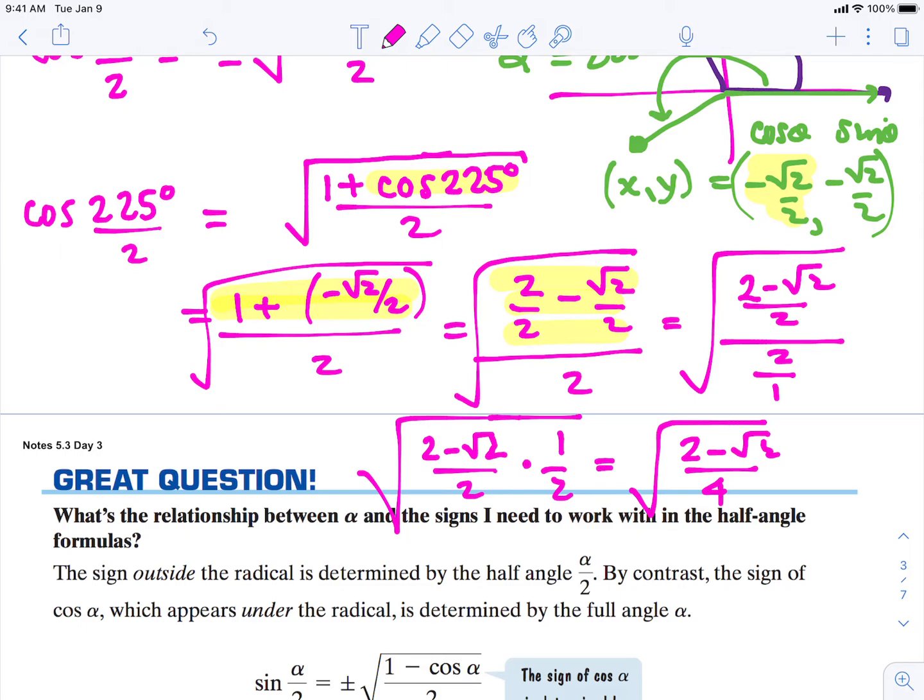Now that large radical can be separated into two separate radicals. So in the numerator, I have the square root of 2 minus the square root of 2, and then over the square root of 4. This denominator right here can be simplified to just 2.